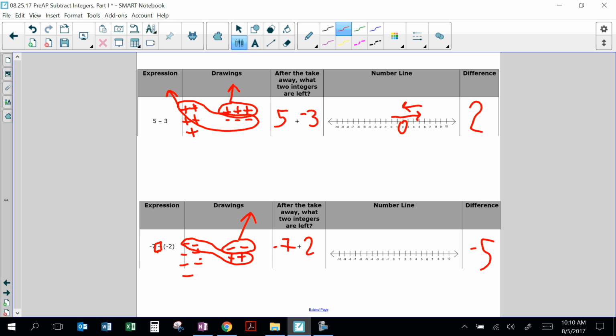And let's look at our picture. So you start at 0, then go to -7. So we go left 7 units. Go 7 units to the left. And then you add 2 units to the right, and we stop at -5.